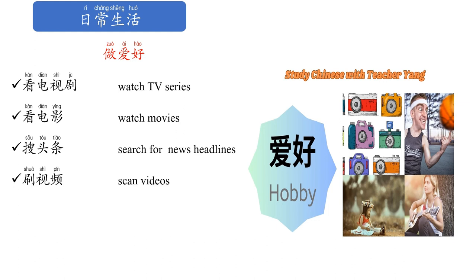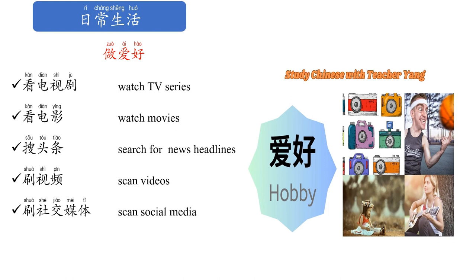Next one, 刷视频 means to scan videos, like in TikTok or in YouTube. And 刷社交媒体, scan social media like Facebook. 社交 means social, 媒体 means media. It can be one of your hobbies. I think many of us have this hobby, right? You have to check your Facebook every day, am I right?